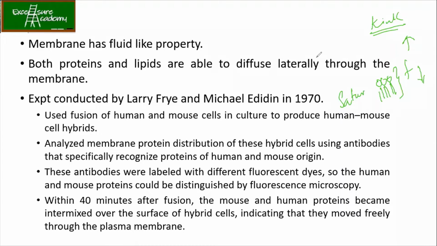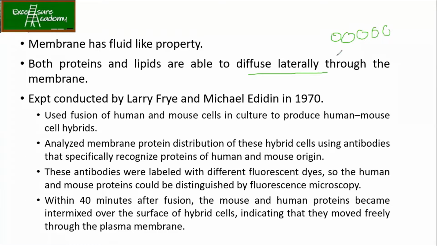Now, both the proteins and lipids are able to diffuse laterally through the membrane. So what does it mean? As I mentioned before, we have phospholipids like this, and if these are the numbers of the phospholipids, after some time you will see that this one is present somewhere here, 3 is present here. So all this is possible.